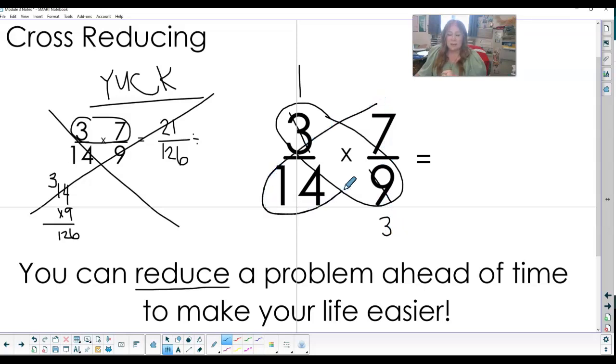And I'm going to look this way and ask, what can 14 and 7 be divided by? 14 and 7 can be divided by 7. 7 goes into both 7 and 14. 7 divided by 7 is 1. 14 divided by 7 is 2. I have a new problem now. 1 times 1 is 1. 2 times 3 is 6. This 21 over 126 will simplify to 1/6. This was much easier to do, 2 times 3, than 14 times 9 and trying to figure out what goes into 21 and 126.